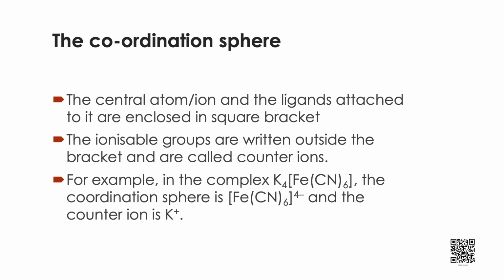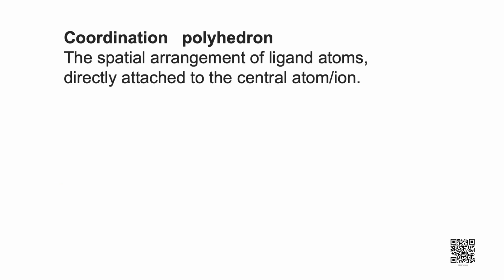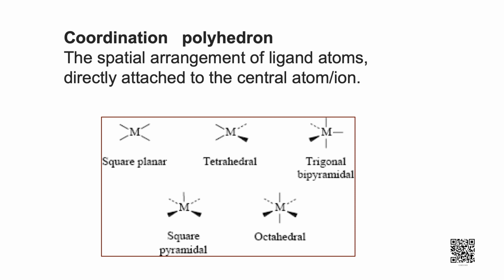Well, the spatial arrangement of the ligand atoms which are directly attached to the central atom defines a coordination polyhedron about the central atom. For example, cobalt NH3 6 is an octahedral complex, while nickel tetracarbonyl is a tetrahedral complex.